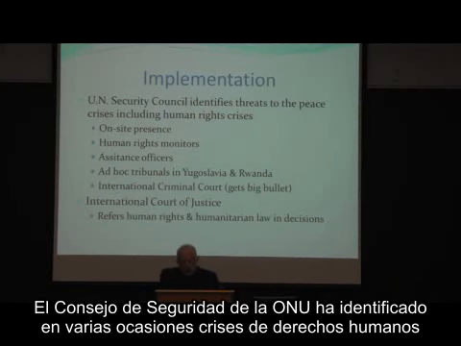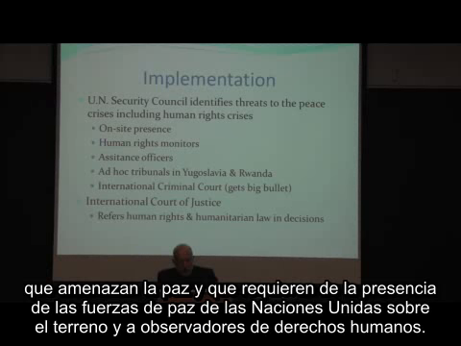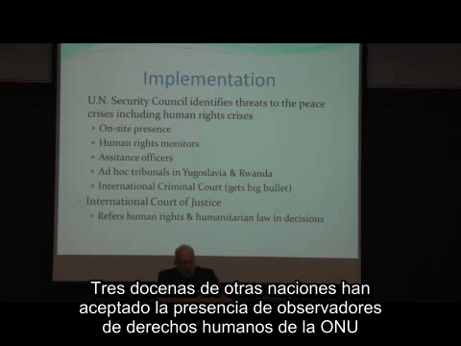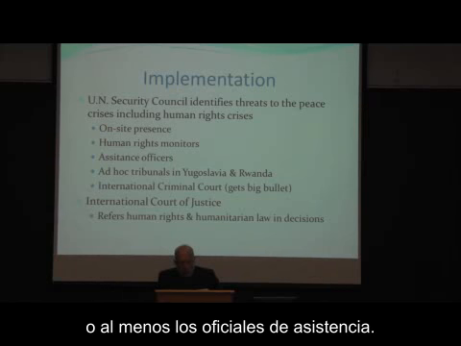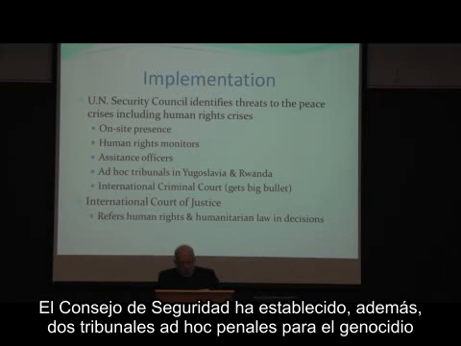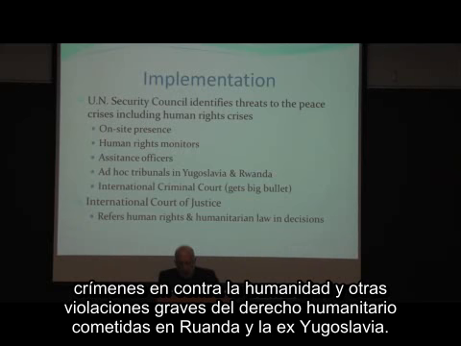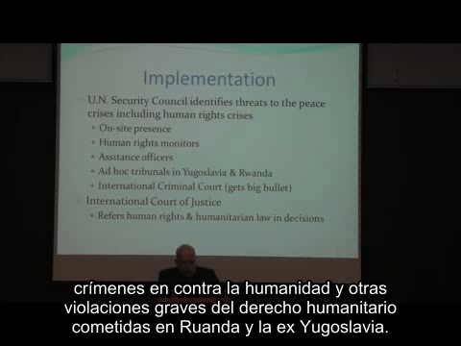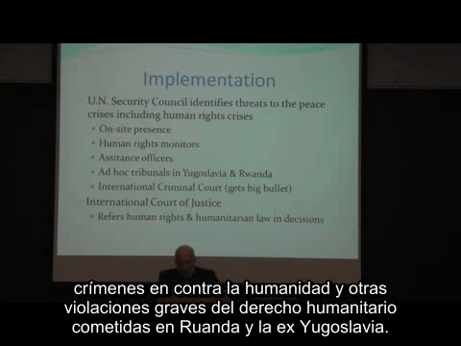The UN Security Council has on several occasions identified human rights crises which threaten the peace and which require an on-site presence of UN peacekeepers and human rights monitors. 36 other nations have accepted the presence of UN human rights monitors or at least assistance officers. The Security Council has further established 2 ad hoc criminal tribunals for genocide, crimes against humanity, and other grave violations of humanitarian law in Rwanda and the former Yugoslavia.